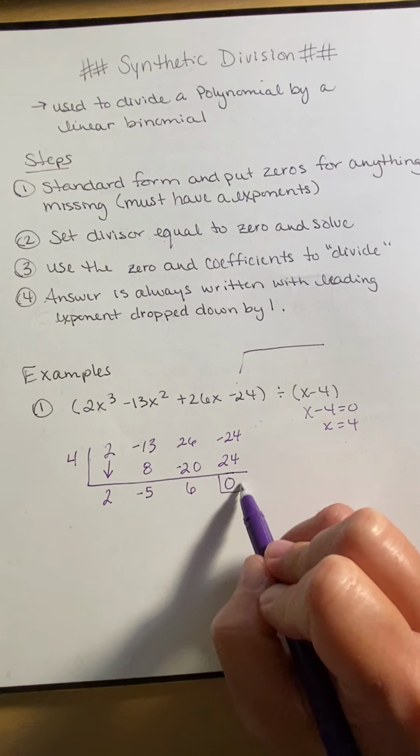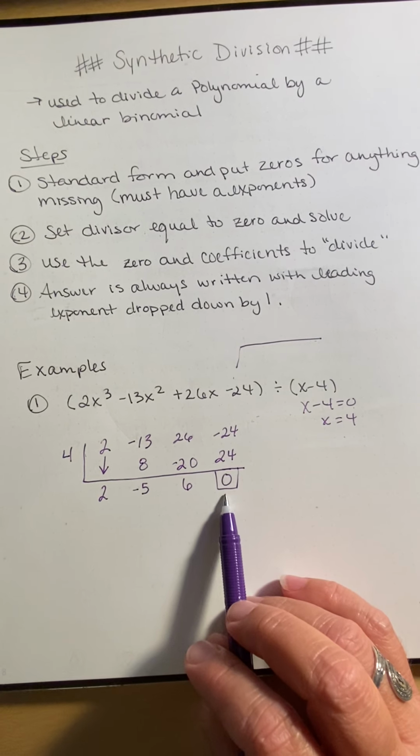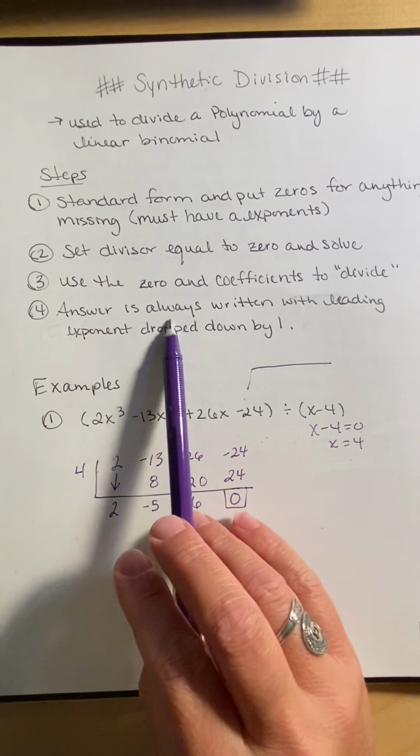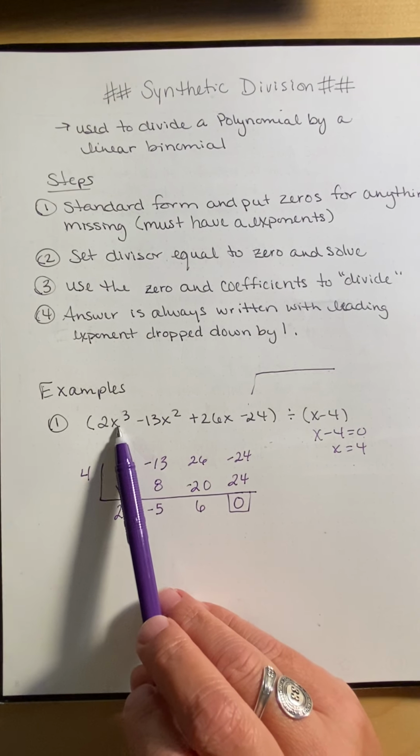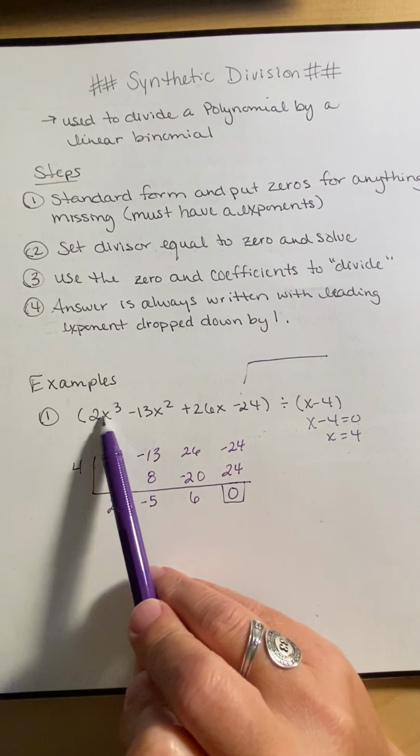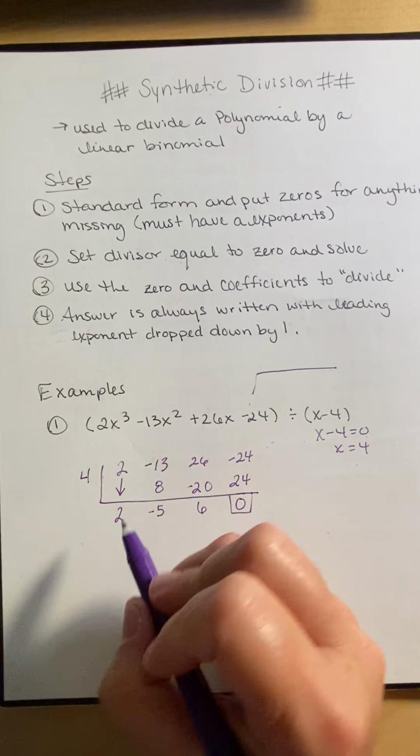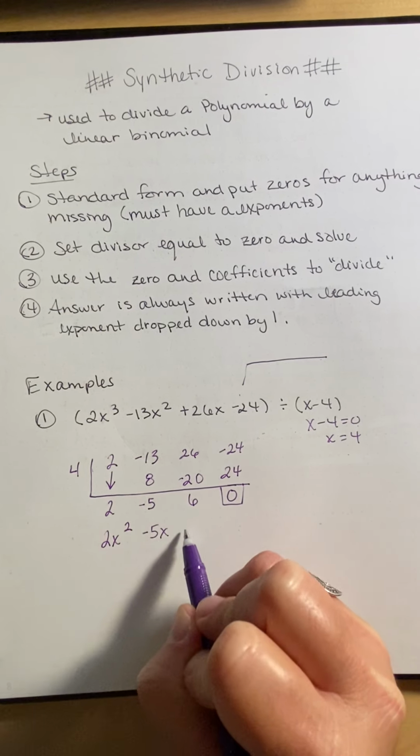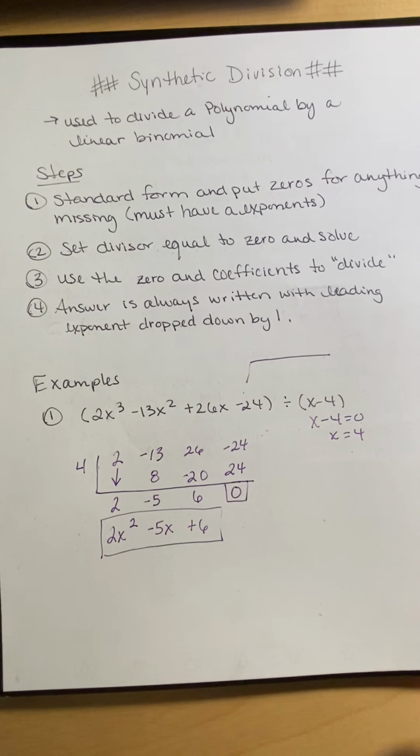I always tell students to put a box around that last one right there, because this is going to indicate if you have a remainder or not when you're dividing. Since this is a 0, it does not have a remainder. Now, answer is always written with leading exponent dropped down by 1. If you think about it, when you divide with exponents, you are supposed to subtract. So x cubed divided by x would just be x squared. So that's why we're going to have to drop our exponents down by 1. So 2x squared minus 5x plus 6. And that right there is your answer with synthetic division.